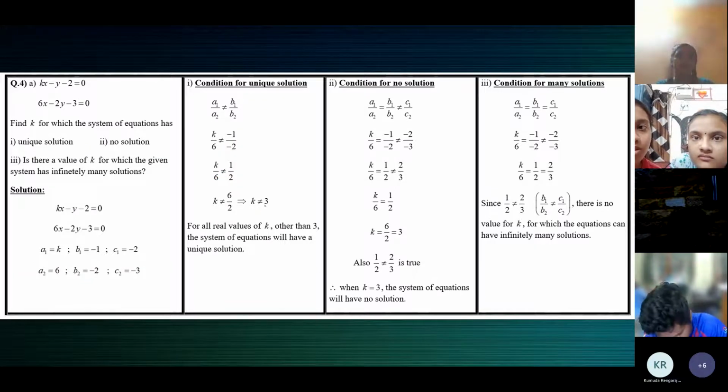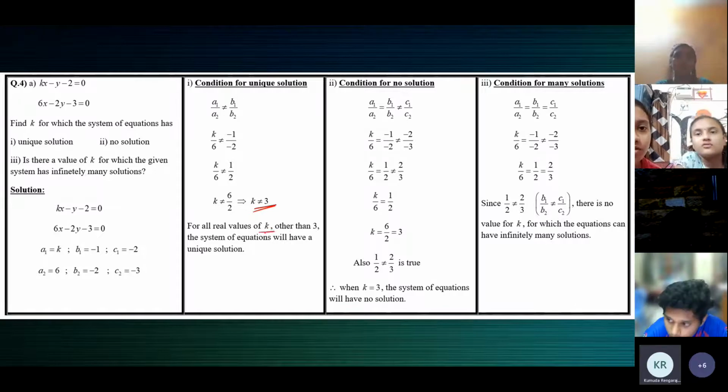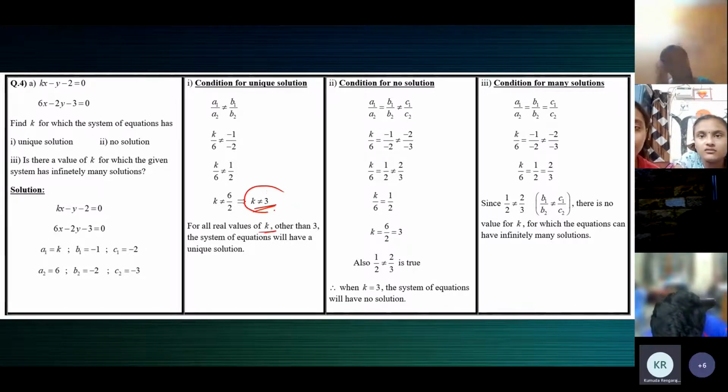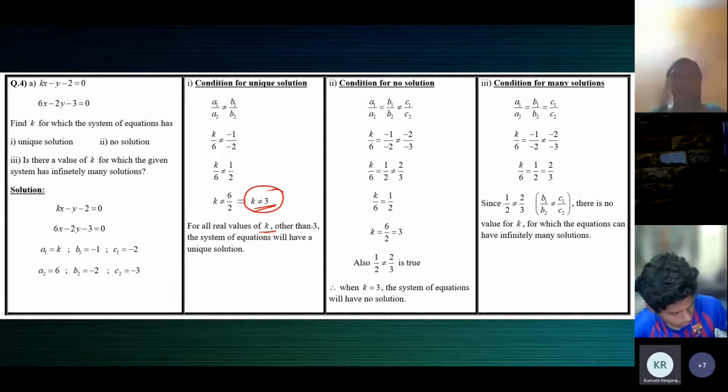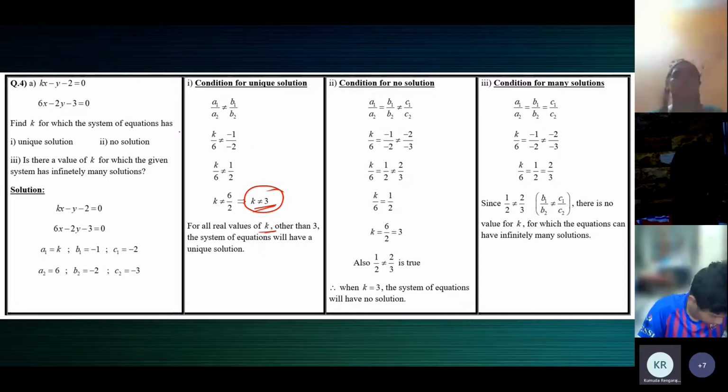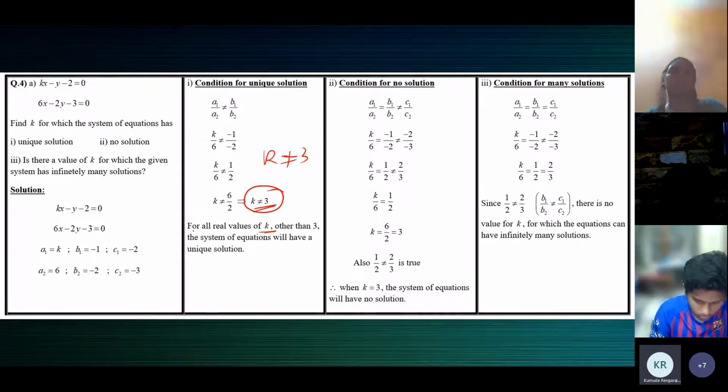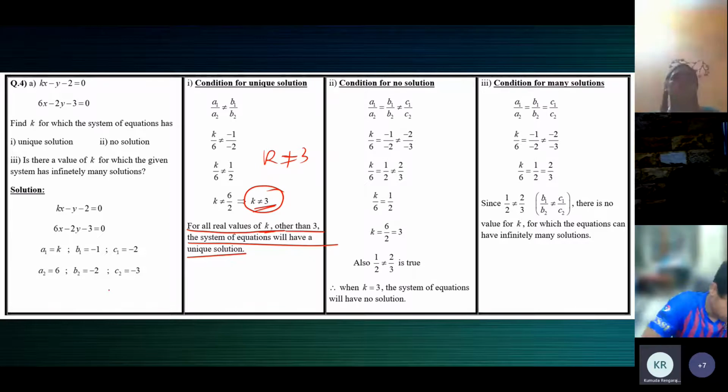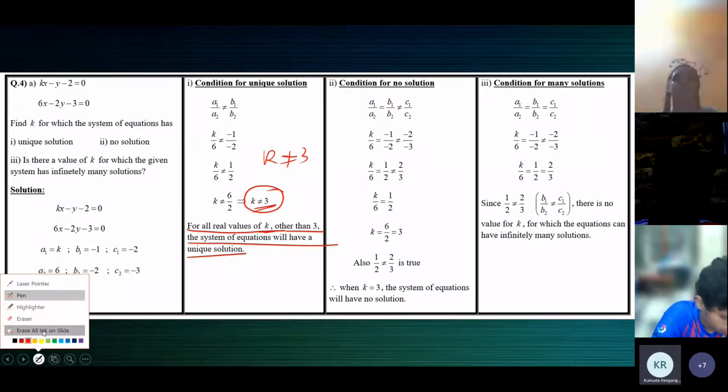Which means k should not be 3. But we have to find what values k can take, not what values it should not take. So when we solve this, we get k should not be 3. What can it be? It can be anything other than 3. For all real values of k other than 3, the system of equations will have a unique solution. This is what we understood in the last class.